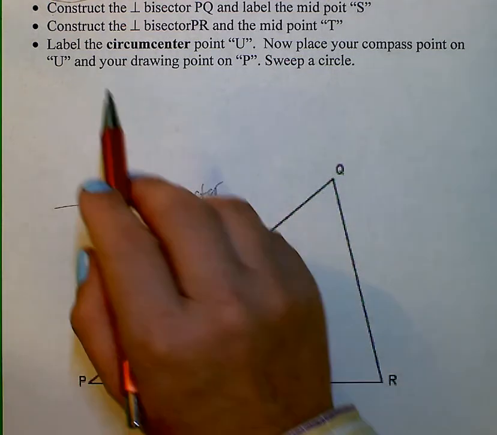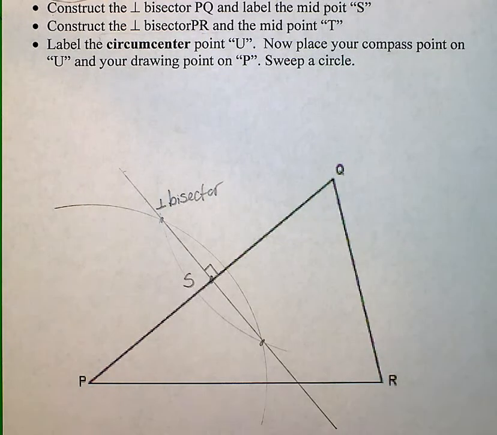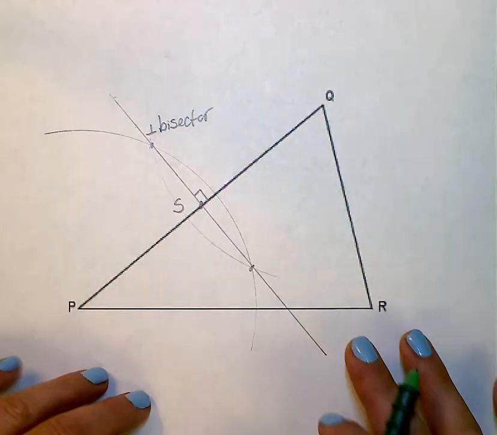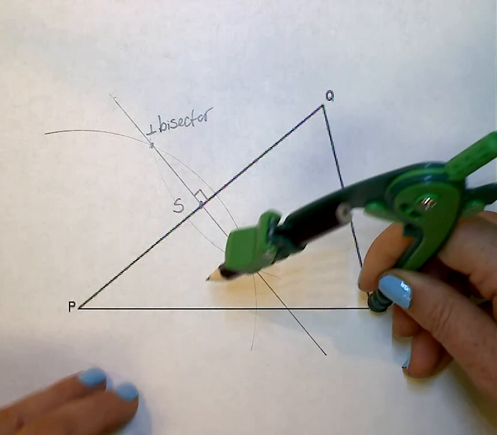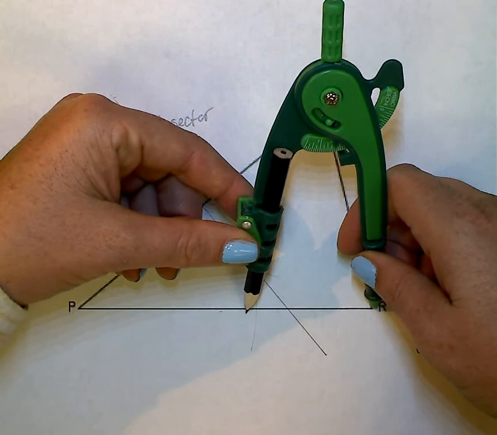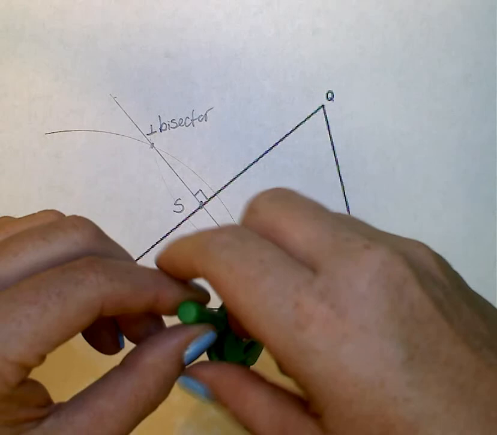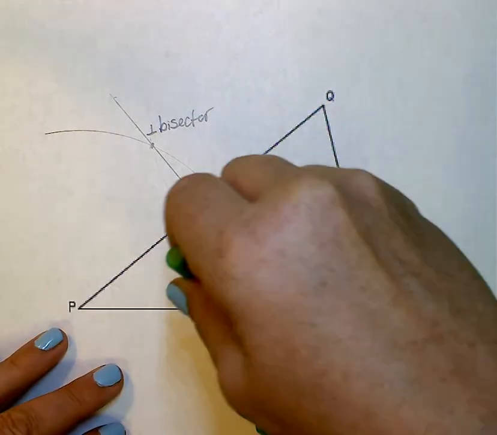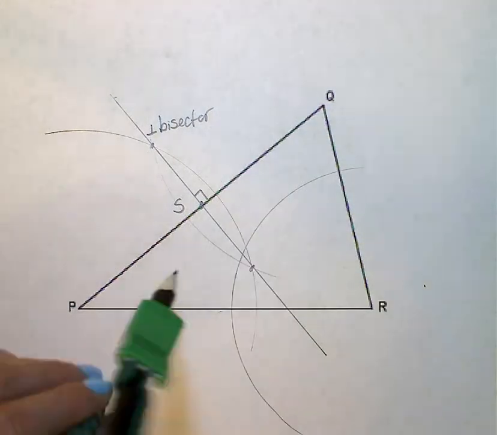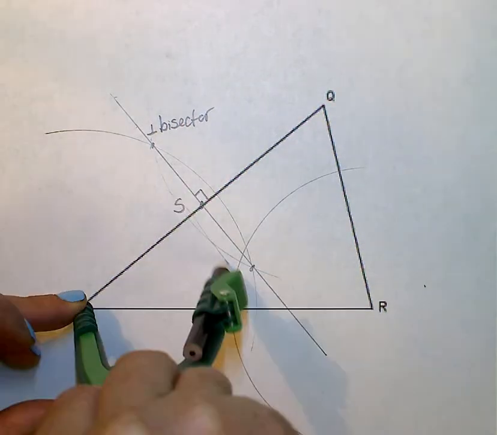Now we're going to construct the perpendicular bisector of PR and label that midpoint T. So I'm going to put my anchor point on R. Open up just past what looks like the middle. And it's going to be a trace and sweep motion. Don't worry if things start intersecting or overlapping. Then swing that anchor point around to P. And again, trace and sweep.